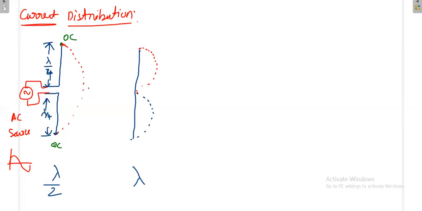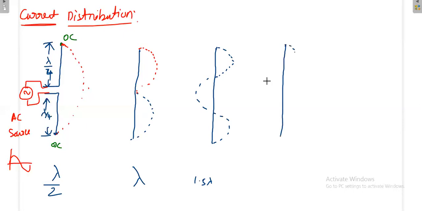If the length is 1.5 lambda, then the current distribution goes like this. This is the current distribution for 1.5 lambda, and this is the current distribution for 2 lambda.